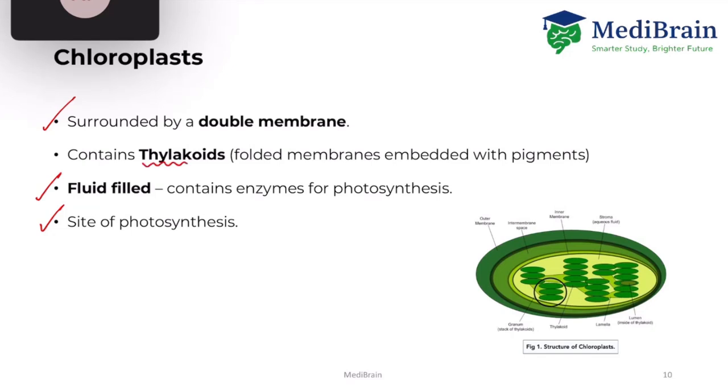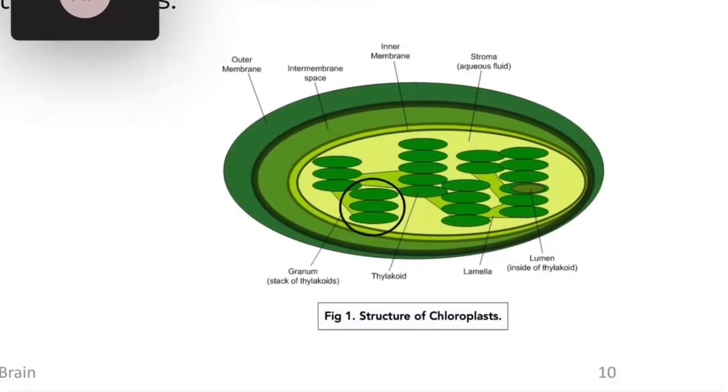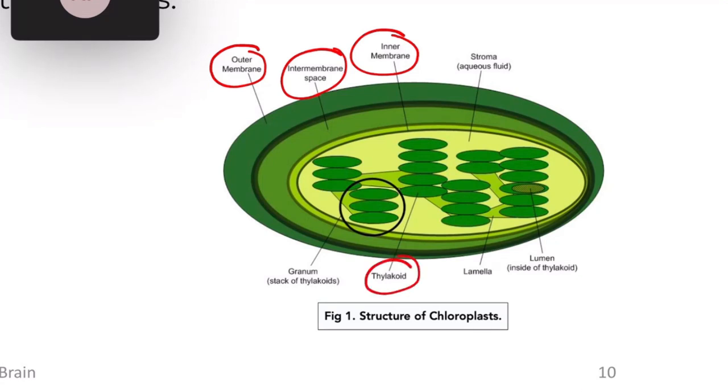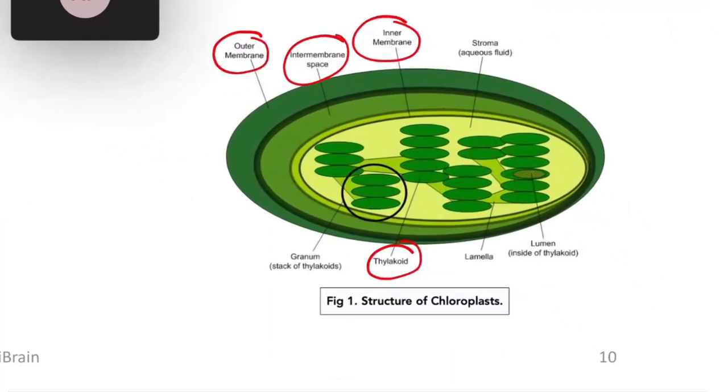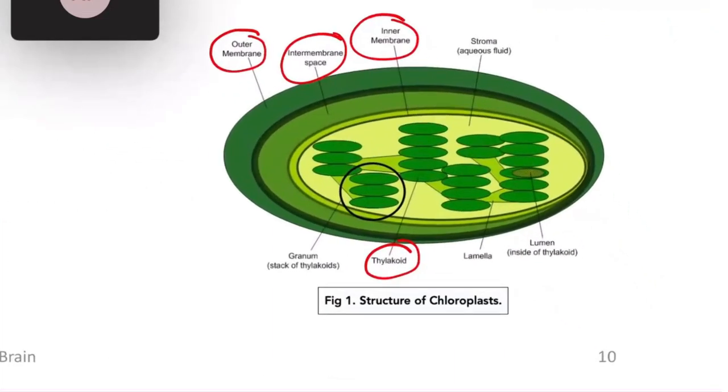And it contains thylakoids. Okay, these are folded membranes which are embedded with pigments. So over here, if we look at this structure over here, we've got the inner membrane, we've got the outer membrane. We saw that it was a double membrane. We've got the intermembrane space, which is just the space between the two membranes. These are thylakoids, okay? And the thylakoids, they are literally folded membranes within the pigment. So as you can see, these circles, they are folded membranes.